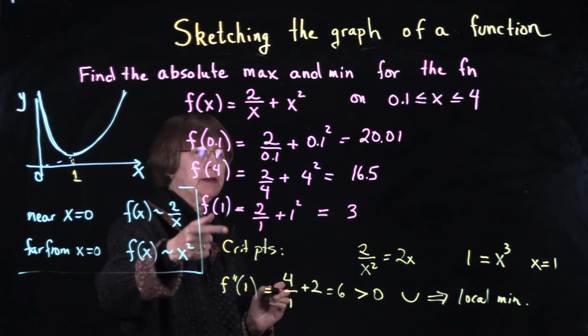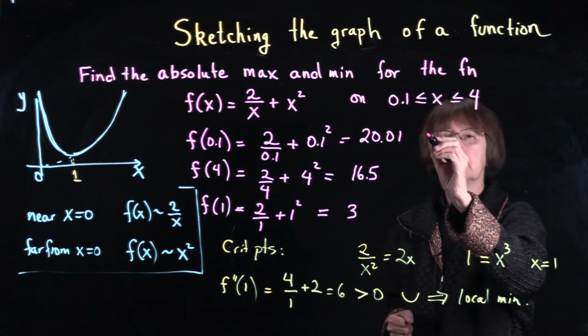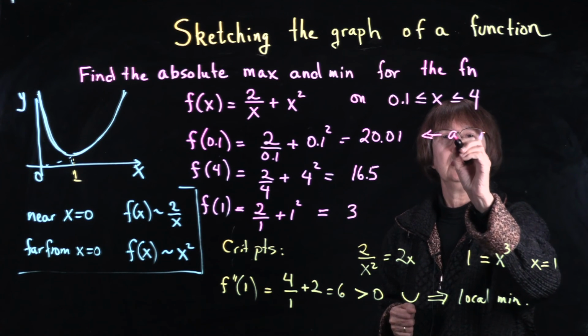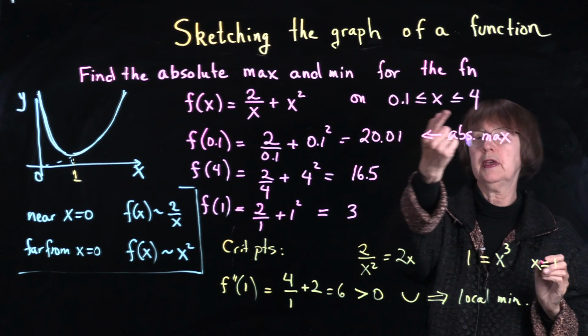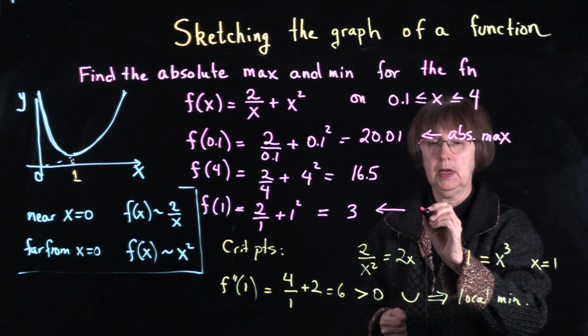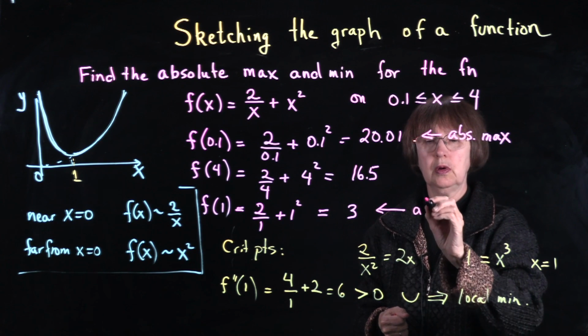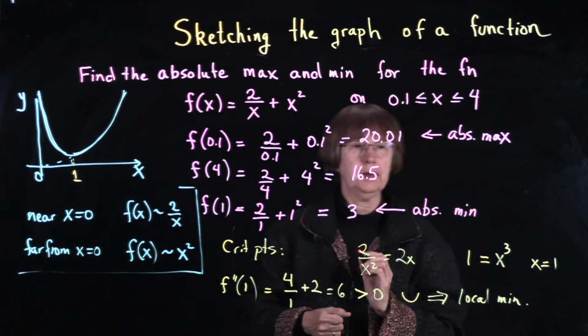And now we can identify, by looking at the various sizes of these, we see that this is the largest value, and therefore the absolute maximum of the function on the given interval. This is the smallest value, and therefore both a local and an absolute minimum of the function on the given interval.